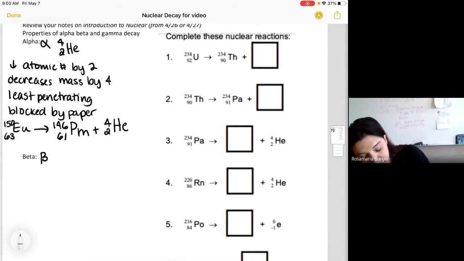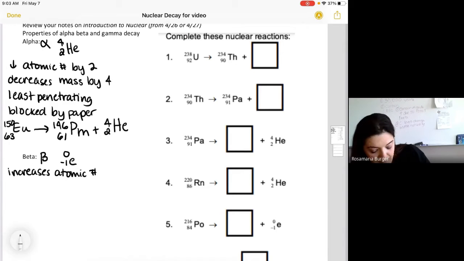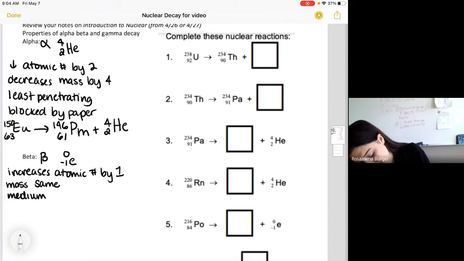Next, we've got beta decay. Beta is represented by this. A beta particle looks like this, 0, -1 e. What it does is it increases atomic number by 1, and the mass stays the same. This has medium penetrating power, and it can be blocked by aluminum foil.